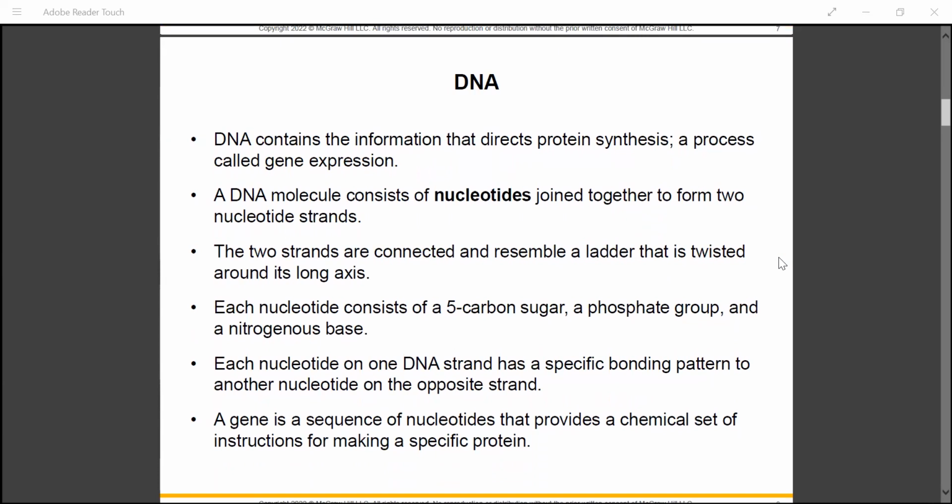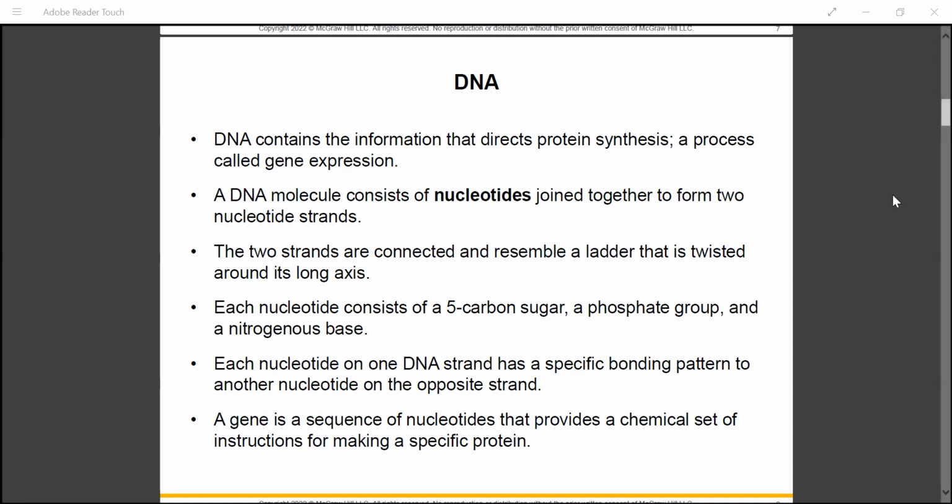Okay, so DNA itself is going to contain our genetic information that directs a process known as protein synthesis. And so protein synthesis actually takes place within the ribosome. And this is how we express our genes, or this is how gene expression occurs. So our DNA molecule consists of nucleotides. These join together to form 2 nucleotide strands. They each have a buddy. And these two strands end up connecting and end up resembling rungs on a ladder that's twisted. It's known as a double helix structure.